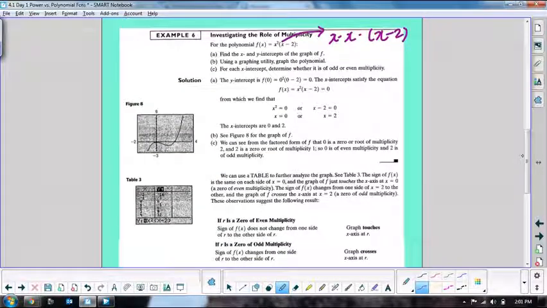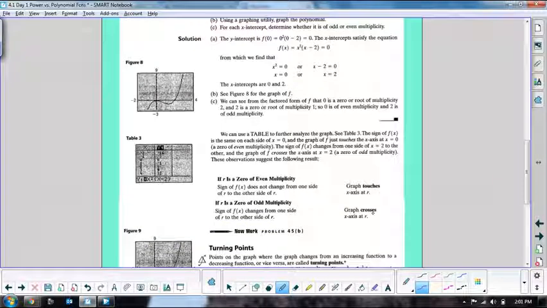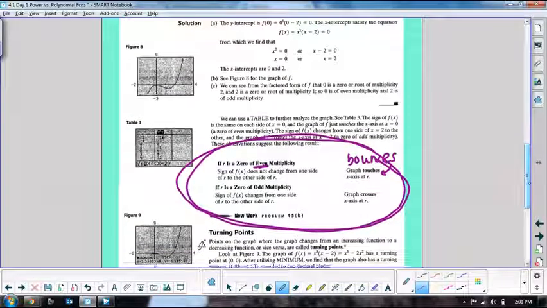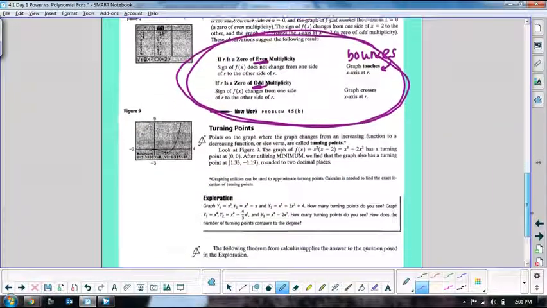In here, it kind of talks about what happens. It says it touches versus it crosses. This whole spiel is really quite important. We're going to talk about that. Sometimes I use the term bounces instead of touches, just so that you are aware that it's meaning the same thing. So if it has an even multiplicity, then it bounces off at that x-intercept. And if it has an odd multiplicity, then it crosses through at that value.